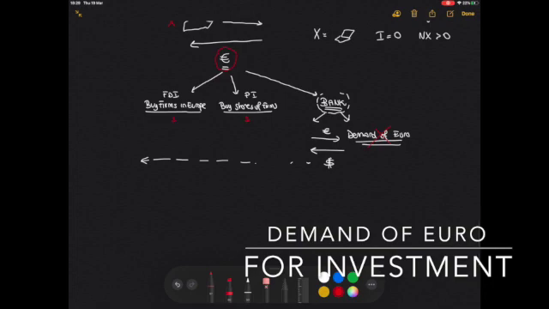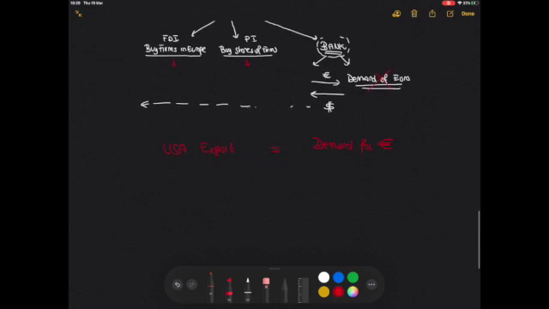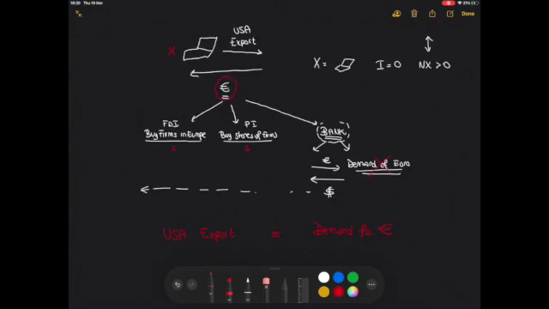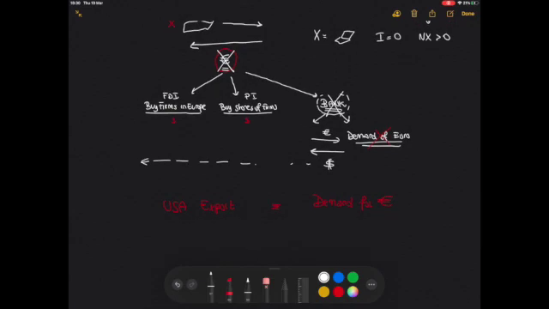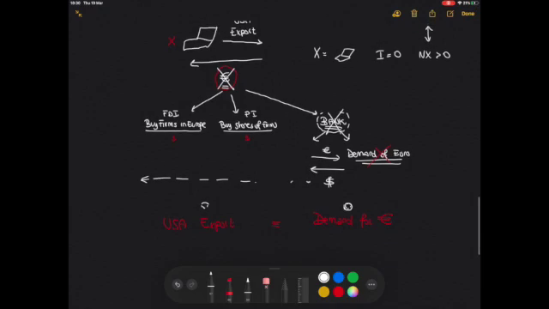So USA export coincides with a demand for euro. If there is no demand for euro, then eventually there is not a transaction. This transaction will not happen. Let's suppose Apple does not want to have euro, and the bank does not want euros, they will never exchange any dollar for euros, then there will not be a transaction at the beginning, so US export will be 0, and the demand for euro will be 0. Sorry, the demand of euro is 0, therefore the USA export will be 0.